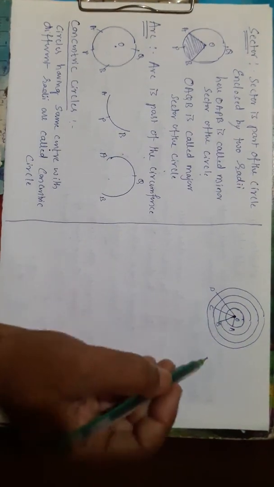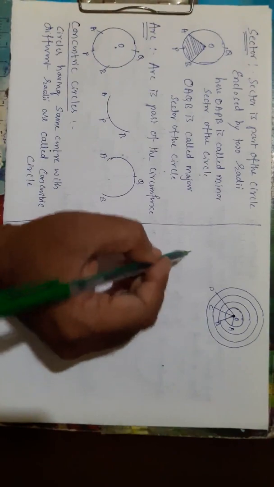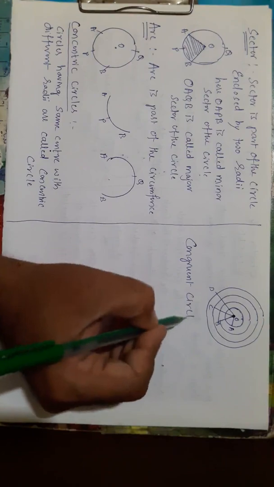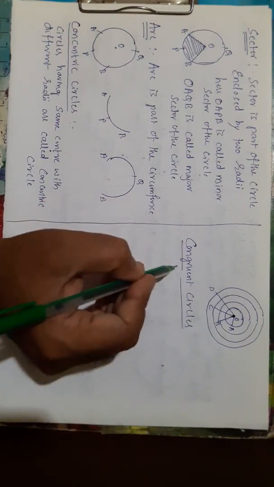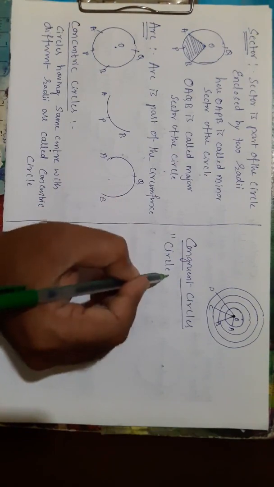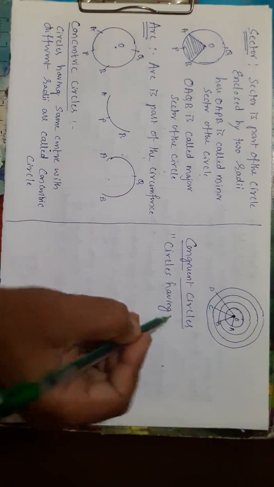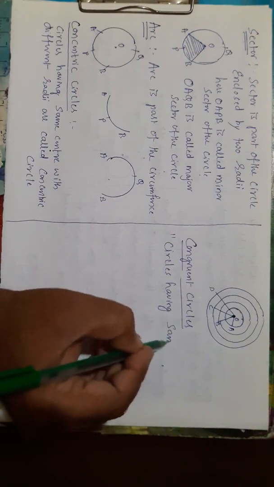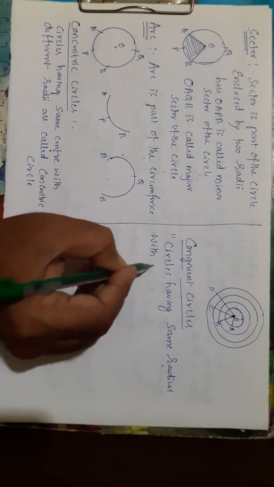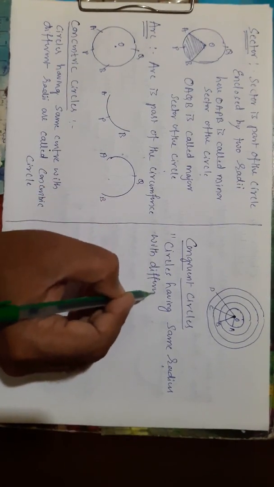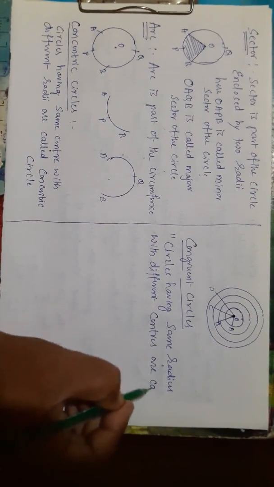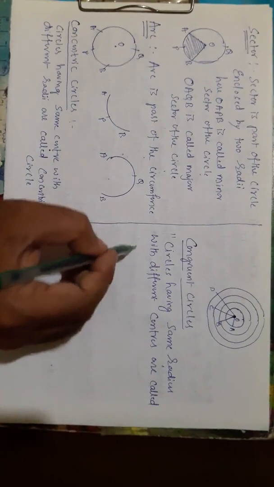Understood? Now let us come to know congruent circles. What are congruent circles? Circles having the same radius with different centers are called congruent circles.